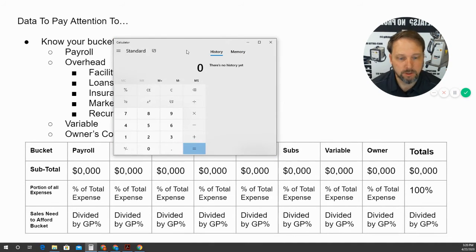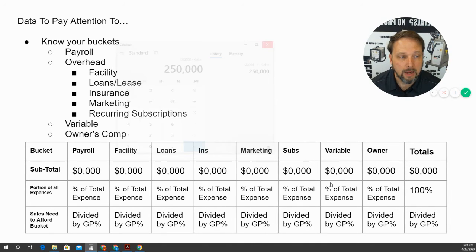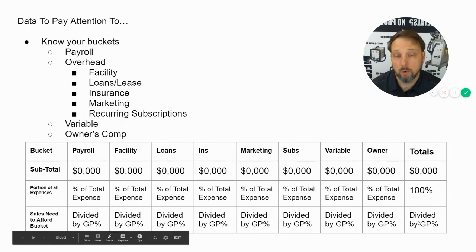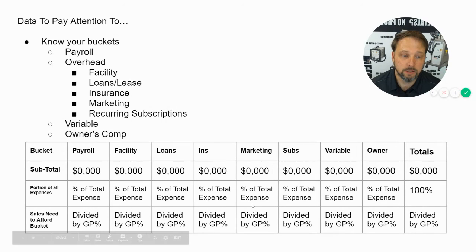And so just to show you real quick, if I had $100,000 in payroll expenses and my overall gross profit margin was 40%, I'm going to divide that by 0.4. And that tells me that I've got to generate $250,000 in sales, a minimum per month, to justify my payroll if my payroll expense is $100,000 per month. I'm going to do that for each one of my categories and then total them up down here so that I know overall what the minimum, this is kind of a break-even calculation of what I need to generate to cover each of those buckets.